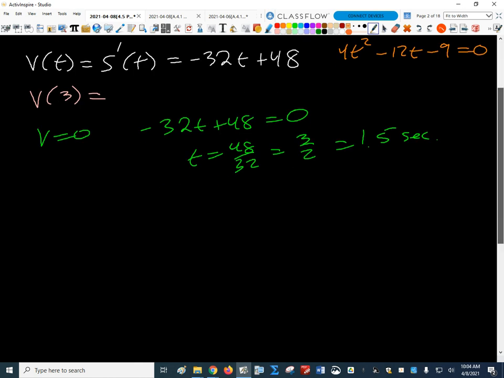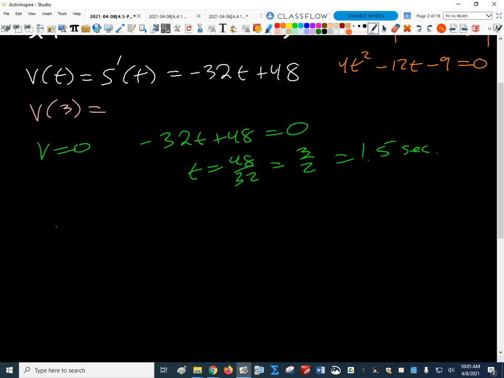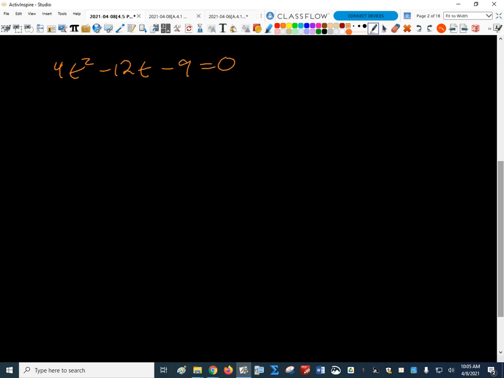Okay, this is good review. There's the equation we're solving. What's the easiest way to solve that one? What do you think?